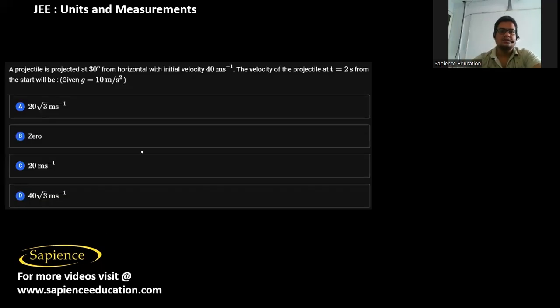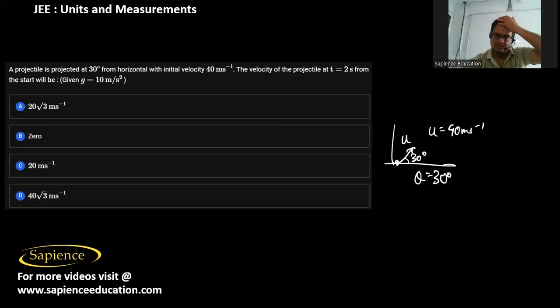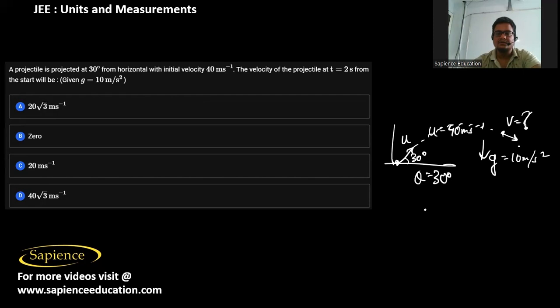Then here it is told a projectile is projected at 30 degree from horizontal with initial velocity 40 meter per second. A projectile is projected at an angle of 30 degree with the horizontal. So here theta is equal to 30 degree and u, the initial velocity, is 40 meter per second. We have to find the velocity of the projectile at t equal to 2 seconds from the start. And g we have to take as 10 meter per second square, which will always act vertically downwards.